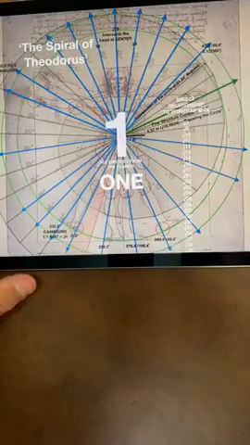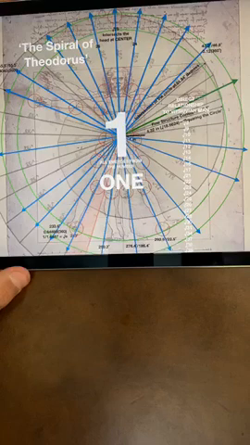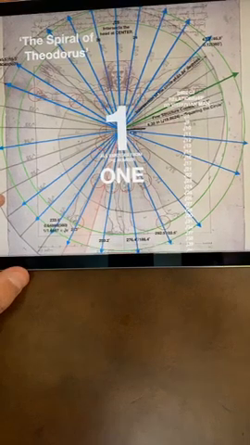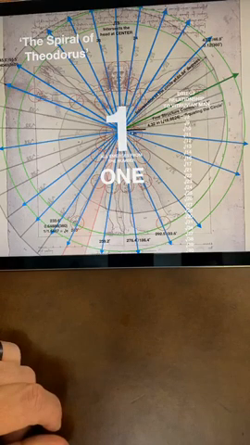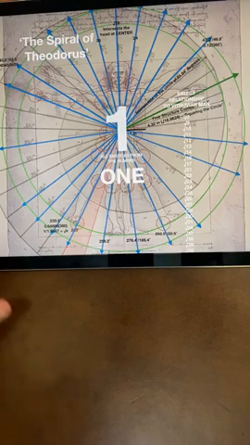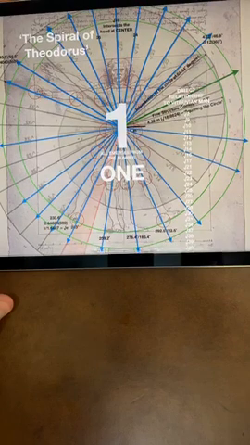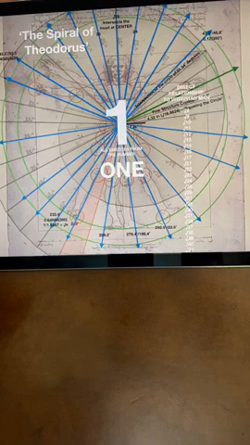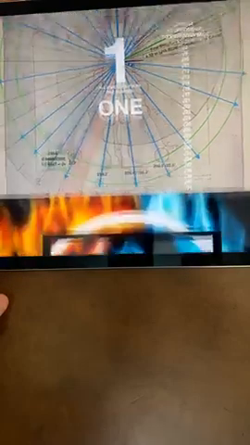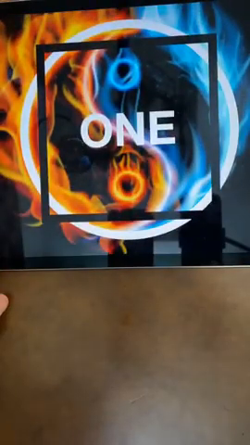Da Vinci left us the spiral of Theodorus and encrypted it beautifully for us to find. If he'd drawn it like this, I don't think it would have been the masterpiece that we think of it as today. Everything emerges from the number one, and it's the combination of the heart and the mind. That is squaring the circle.